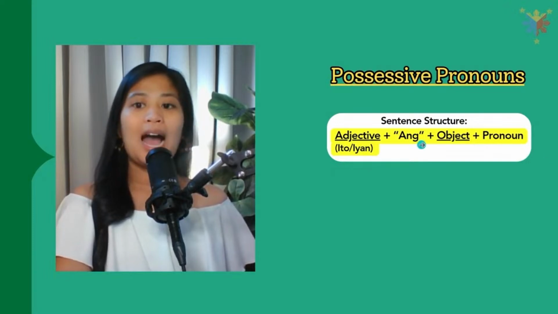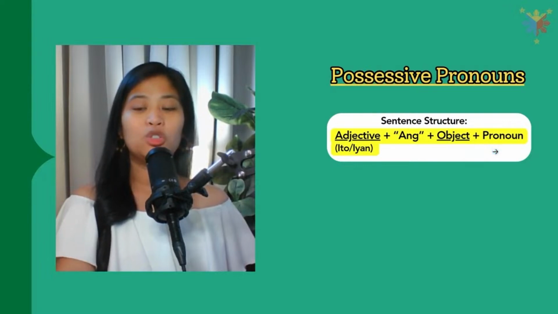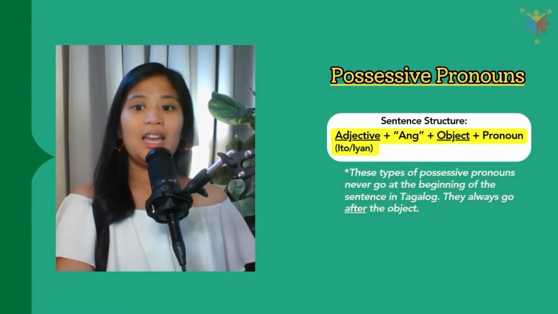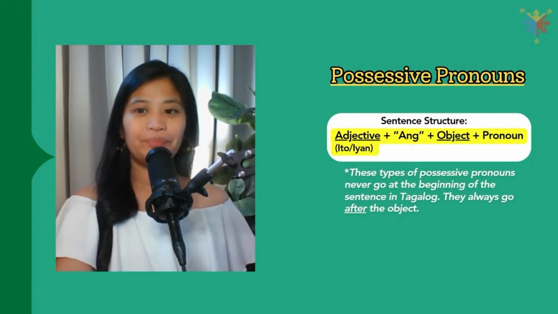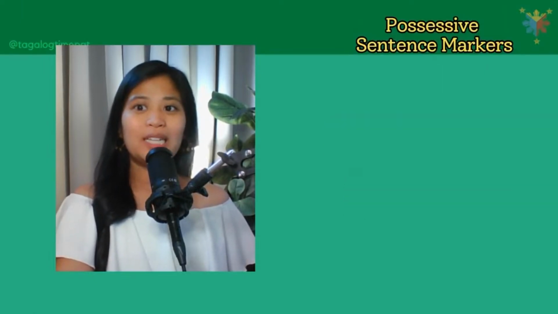Then it's the word ang, and then it's the object, and then it's the pronoun. So that's the sentence structure. And then remember that these possessive pronouns never go at the beginning of the sentence. They always go after the object. Okay? Now I want to take a look at some possessive sentence markers.